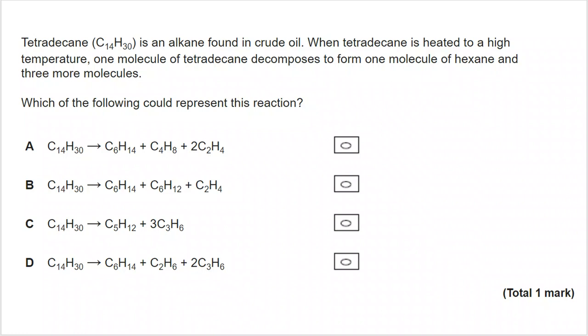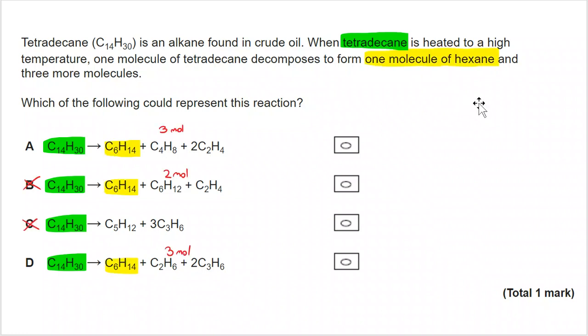So on this one, we have C14H30 tetradecane. It's heated to a high temperature. It decomposes. We get 1 mole of hexane and 3 more molecules. So the tetradecane, all of them are correct in terms of the reactant. There's nothing to distinguish there. If we then move on to one molecule of hexane and 3 more molecules, in A, I've got C4H8 and 2C2H4, that's 3. In D, I've got C2H6 and 2C3H6, that's 3 moles. But in B, I've got C6H12 and C2H4, that's only 2 moles, so I can disregard B.